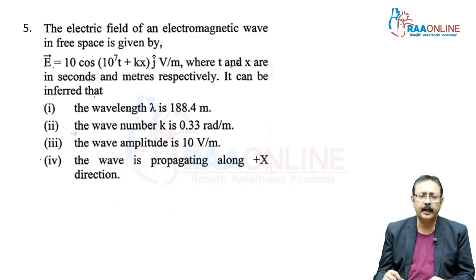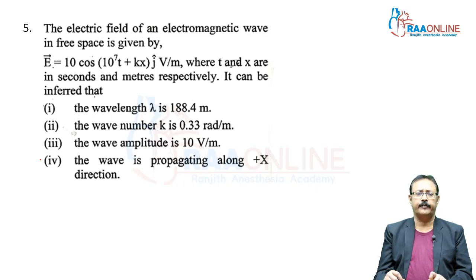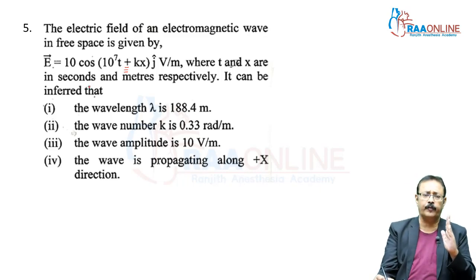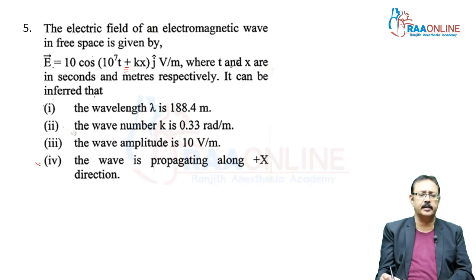Next, the electric field of an electromagnetic wave in free space is given by E is equal to 10 cos of 10 to the power 7 t plus kx, j volt per meter, where t and x are in seconds and meters. It can be inferred that the wavelength, k, amplitude, direction. See, we are observing here plus sign. It means wave is moving in the negative direction of x-axis. So fourth option is wrong.